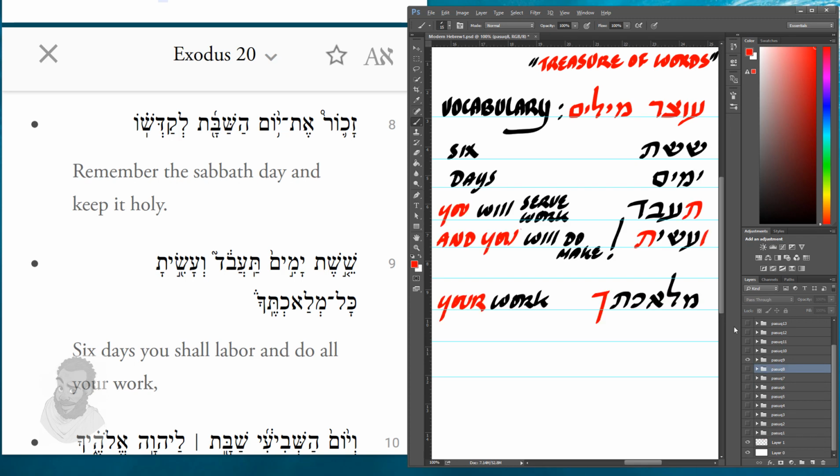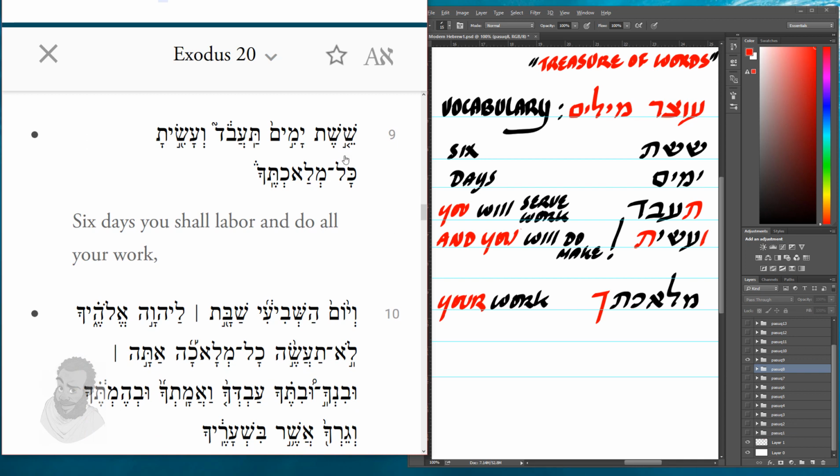This is pasuk tef. ששת ימים תעבוד ועשית כל מלאכתך. Sheshes means 6. Shesh is 6. This is another form of it. There are cardinal numbers, there are ordinal numbers. I will have a separate video on that. But this right now means 6 days.